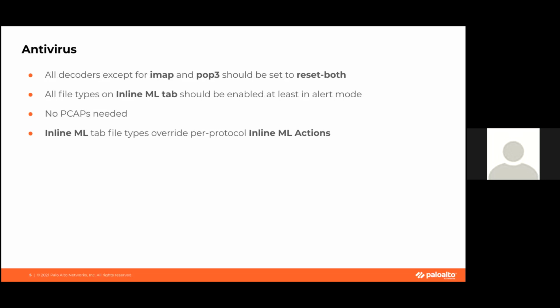Starting with antivirus. The antivirus detection supports multiple decoders, and the best practices recommend all except for IMAP and POP3 to be set to reset both. The file types in the Inline ML tab should all be enabled at least in alert mode, and we don't need any packet captures for antivirus. And it's useful to note that the Inline ML tab will override the per protocol Inline ML actions that are configured on the Actions tab.